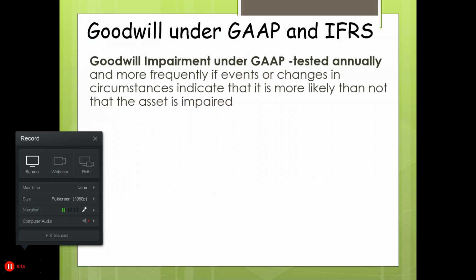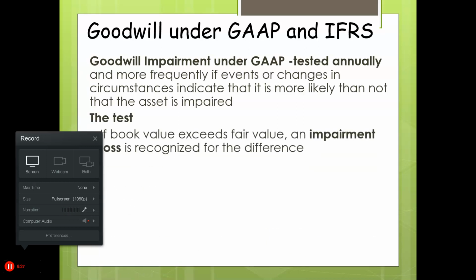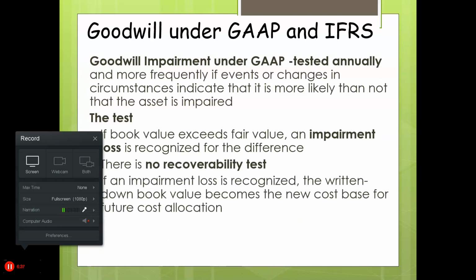Now, goodwill impairment under GAAP is tested annually and more frequently if events or changes in circumstances indicate it's more likely than not that the asset is impaired. Normally people do it annually. The test: if the book value exceeds fair value, an impairment loss is recognized for the difference. There is no recoverability test. If an impairment loss is recognized, the written-down book value becomes the new cost base for future cost allocation.